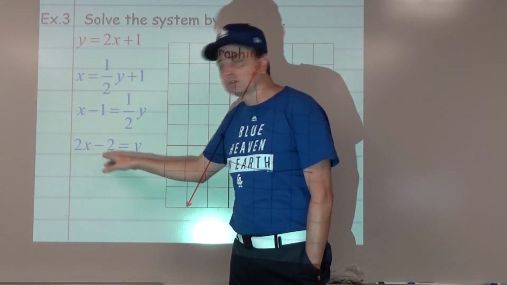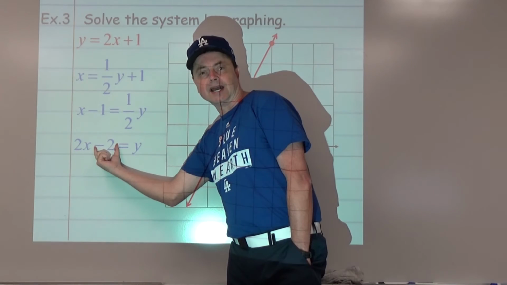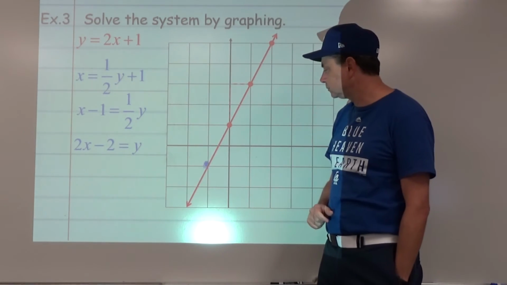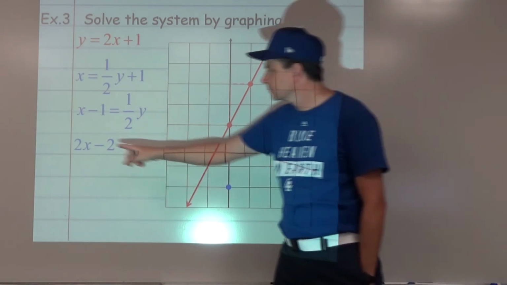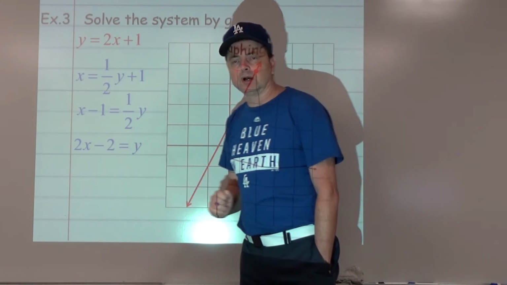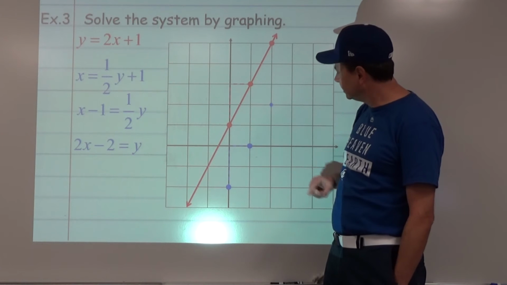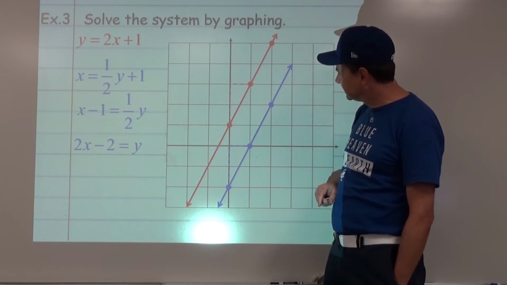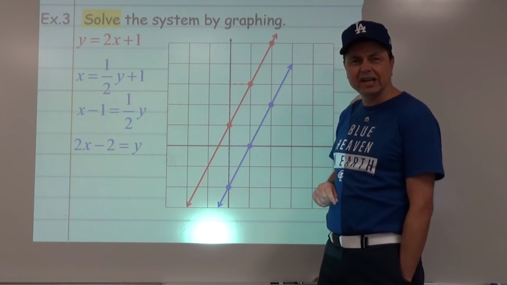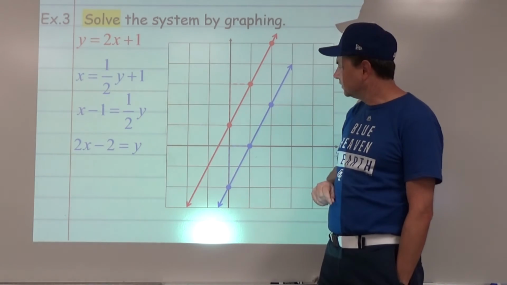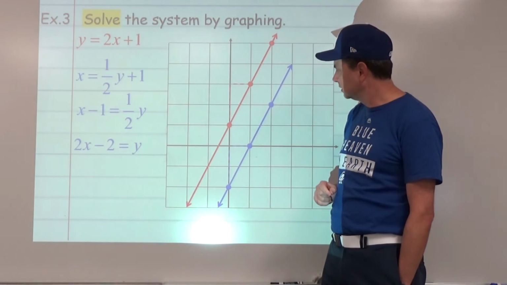Y equals mx plus b. Start on the y-axis at -2. Up 2, right 1. Maybe do it again. I don't think those intersect. In fact, I think they're parallel.